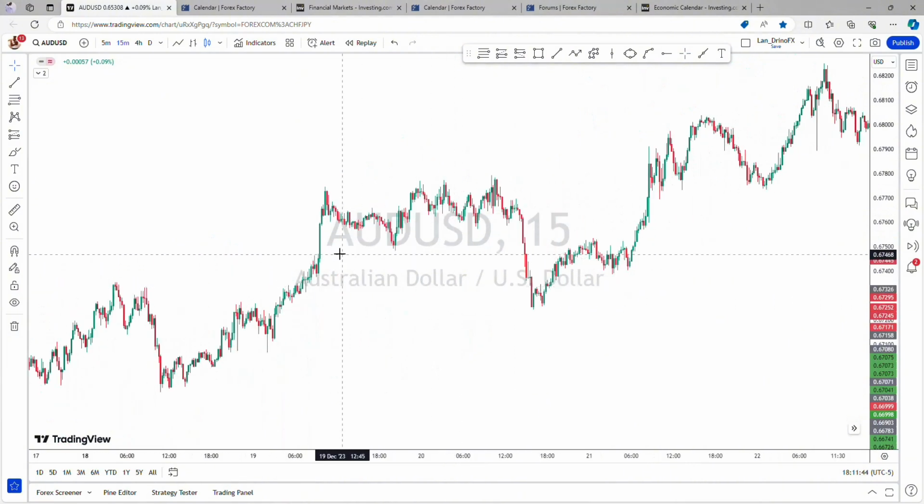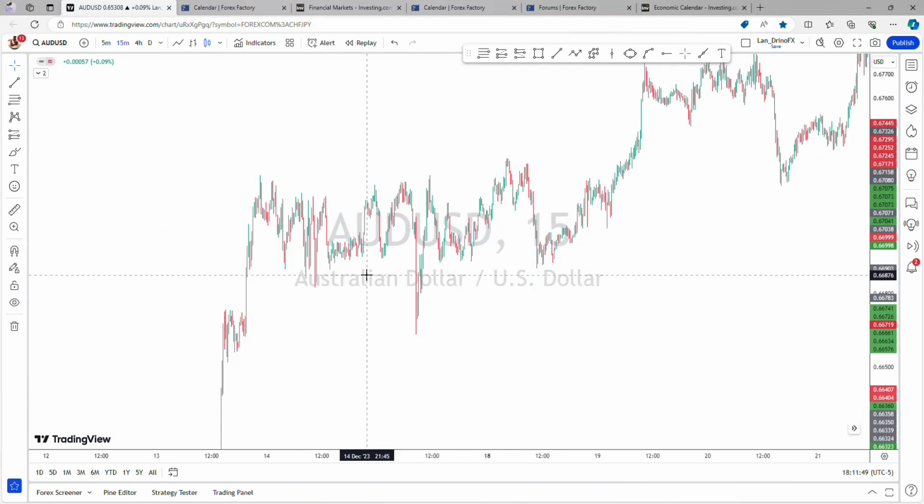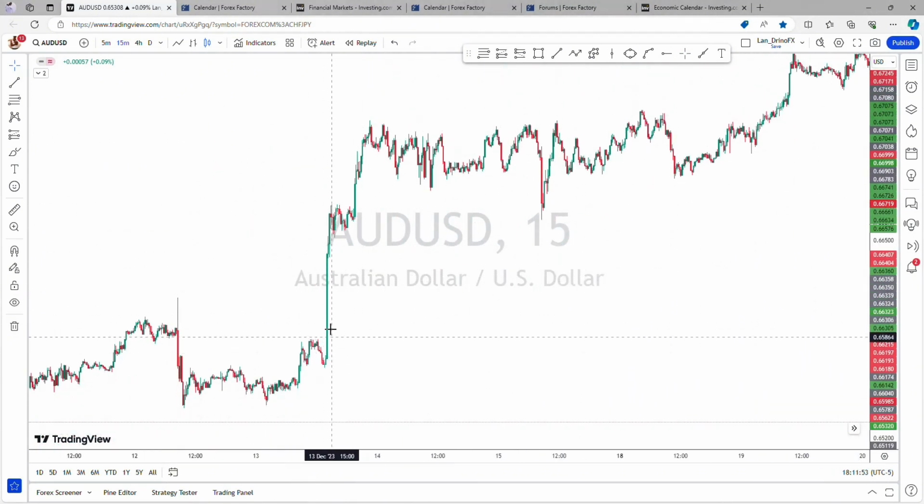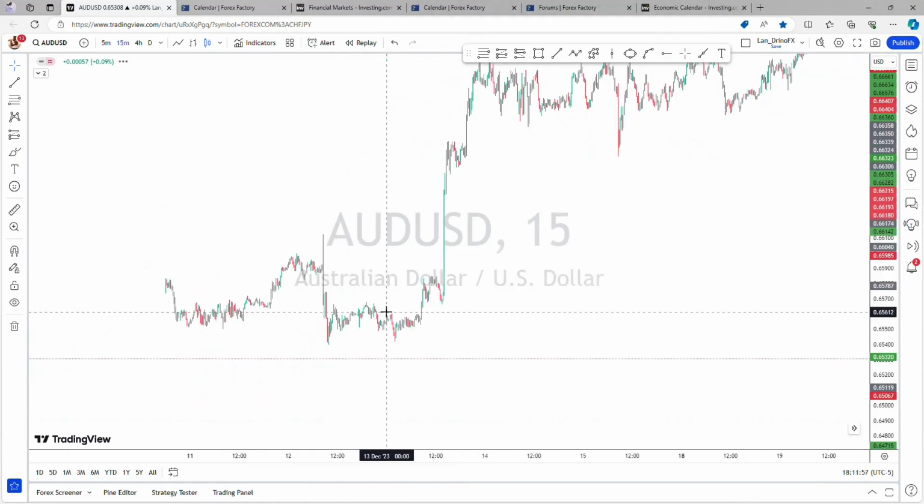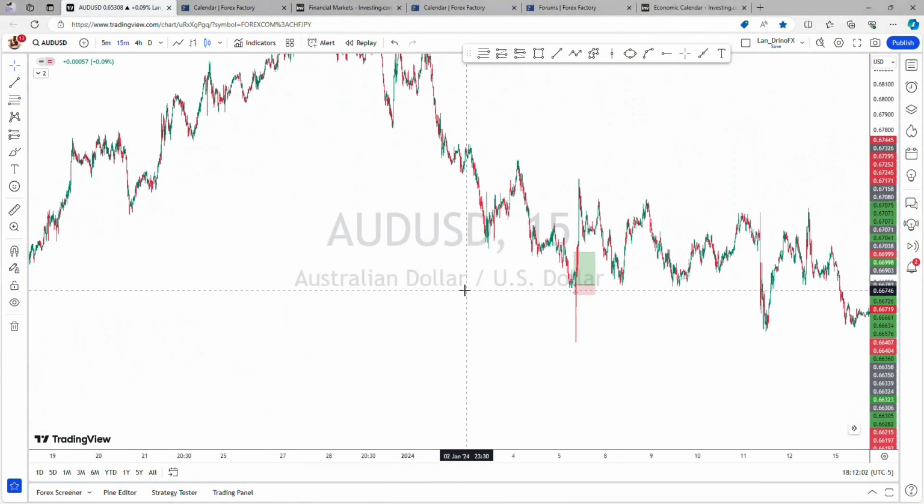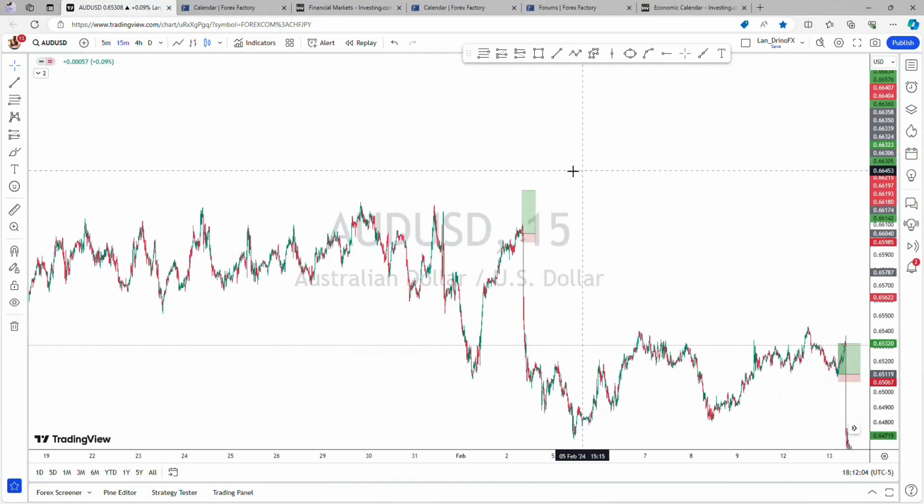Look at these moves like this. They are news events, okay? All of these huge candles are caused by news events. Look at something here. You see, all of these moves are caused by news events. So they actually move the market a lot. So you always have to stay away from news events like this.